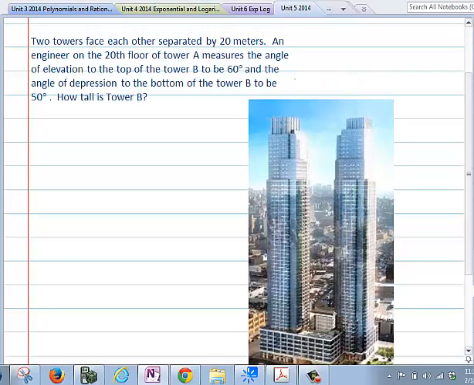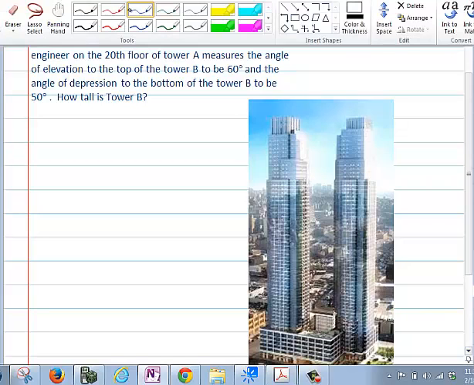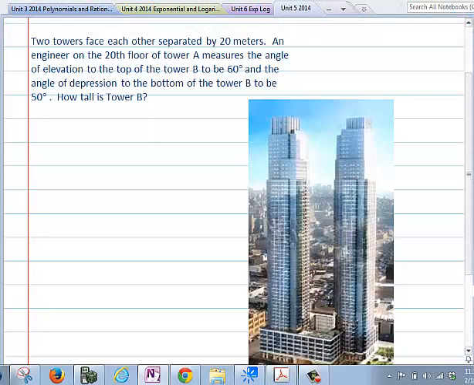Okay, hopefully you've had a chance to read the problem, and I just have a picture here of two random towers. I just borrowed it from Google Images. So from the 20th floor, I'm imagining that's the 20th floor, an observer sights the top of the tower, and that's 60 degrees. And there's 20 meters in between towers. So 20 meters, sights the top of the tower, and then also sights the bottom of the tower.